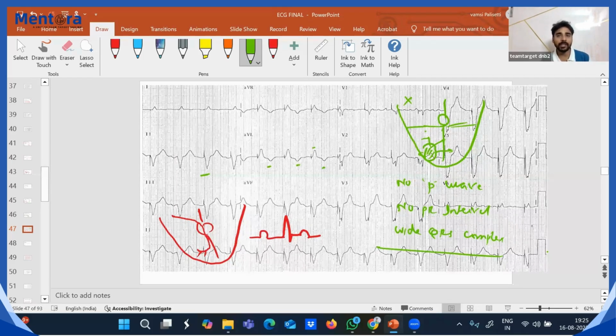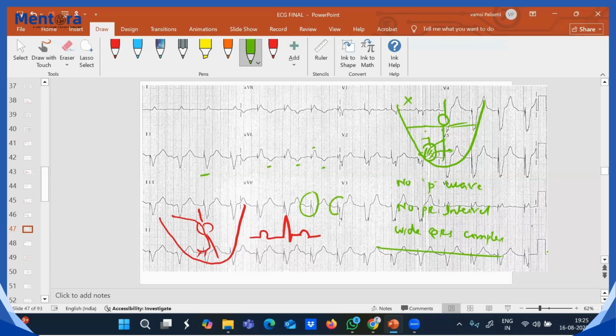Are you able to see the P wave? There is no P wave. Why? Because the SA node is not contracting. But what you can see is this deflection, this vertical mark. Are you able to appreciate this vertical mark? That vertical mark is nothing but your pacer rhythm, your pacemaker.